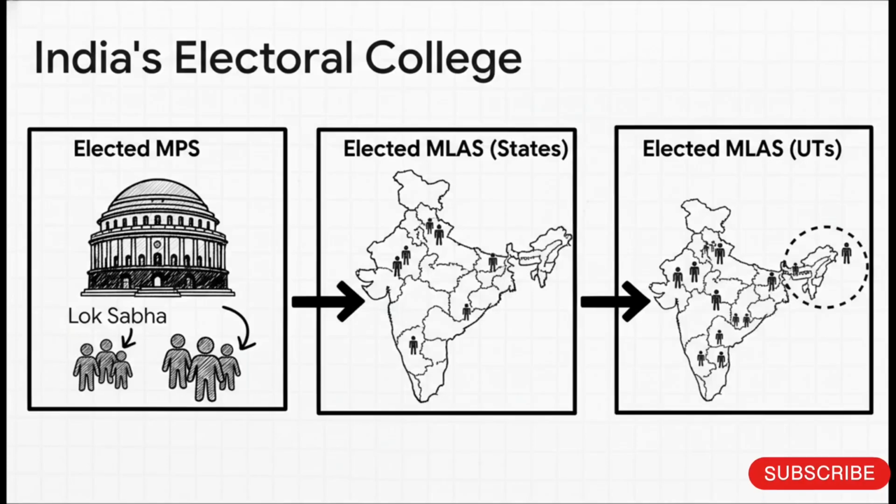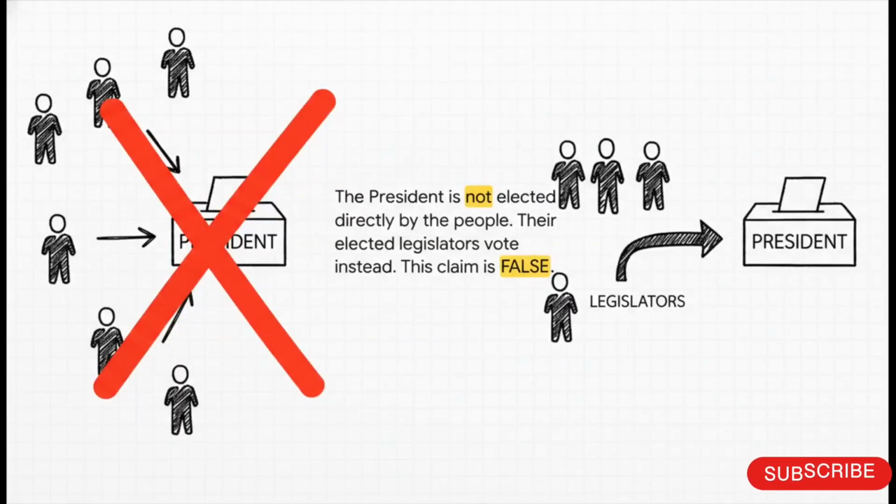So instead of you and me lining up at the polls, the voters are a very specific group of our elected representatives. We're talking about the members of parliament, the MPs, from both the Lok Sabha and the Rajya Sabha. And we're also talking about the members of legislative assemblies, the MLAs, from every single state plus a few union territories. So yeah, it's an election by our representatives, not directly by us. And just like that, our first claim is officially busted. The people don't vote directly, their elected legislators do. Okay, 1 down, 2 to go. Let's dig into the next piece of this puzzle.